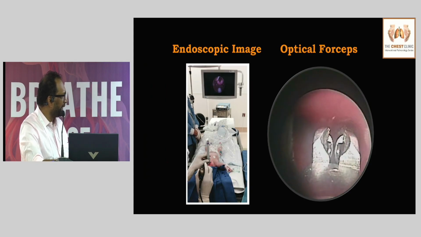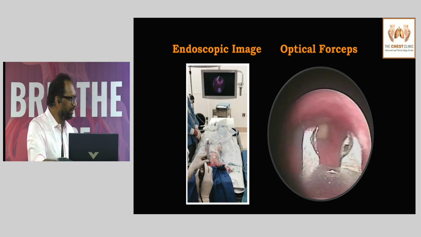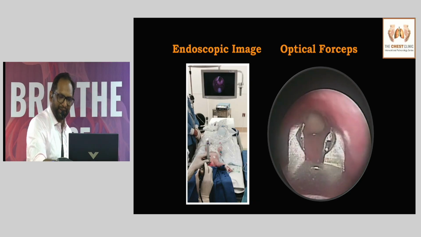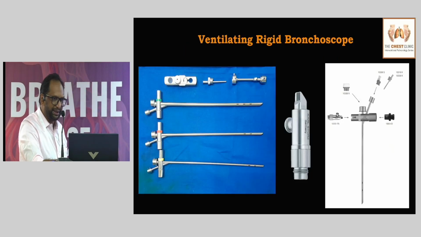So right now we have an endoscopic image and you have an optical forceps where you can combine the vision and the hand instrument in a single unit. You can extract the foreign body. That's the greatest advantage. So this is a current generation ventilating pediatric rigid bronchoscope where there are different parts to it. So we can use this so that we can safely extract it.